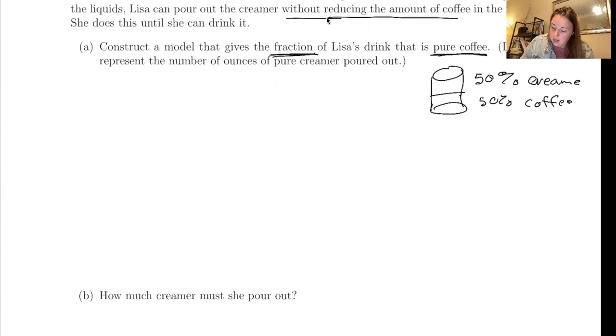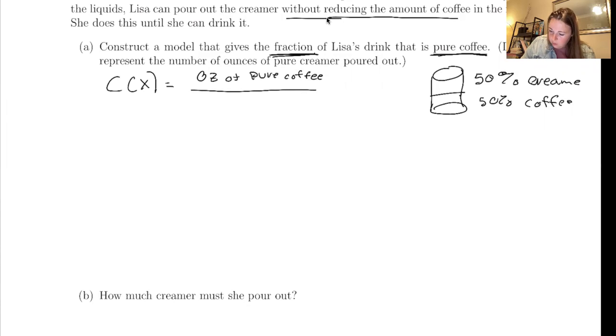So let X represent the ounces of pure creamer being poured out. So this is one of our concentration problems. I'm told that it's a fraction. And when we're working through these word problems, let's put everything into words and then slowly add in some values, right? So my concentration is going to be ounces of pure coffee, and that's not changing with X, right?